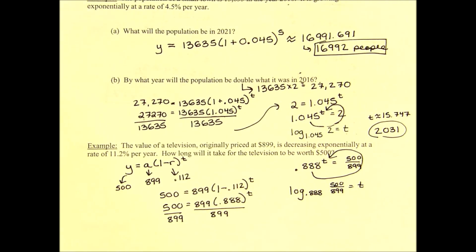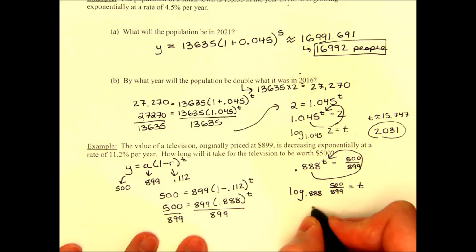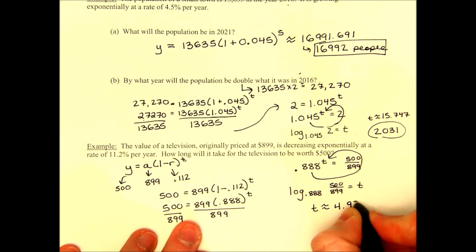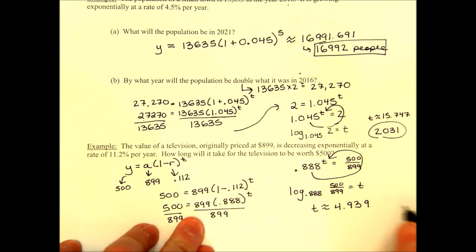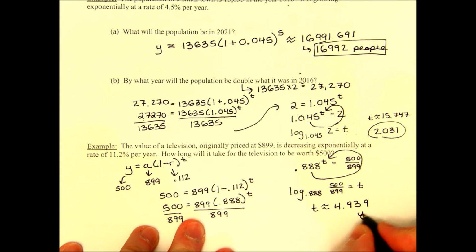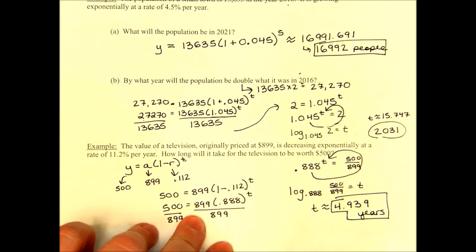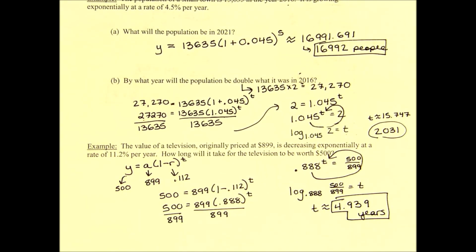Go to your calculator, log of, get that entire fraction inside your log of 500 over 899, and close the parentheses, divided by log of 0.888, which should give you t is about 4.939. It will take 4.939 years for the TV to decrease to a cost of $500.